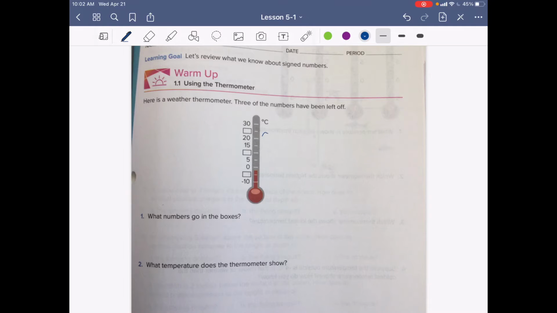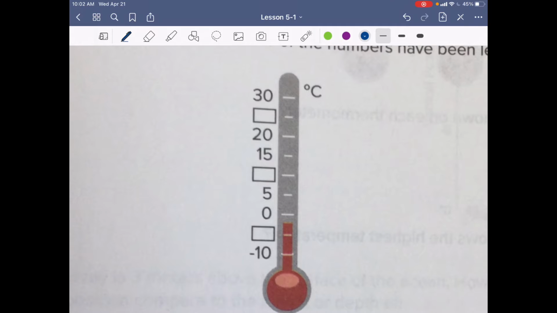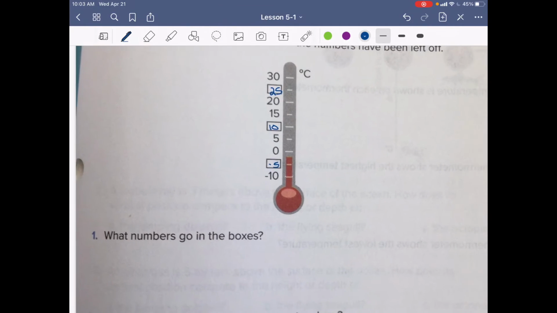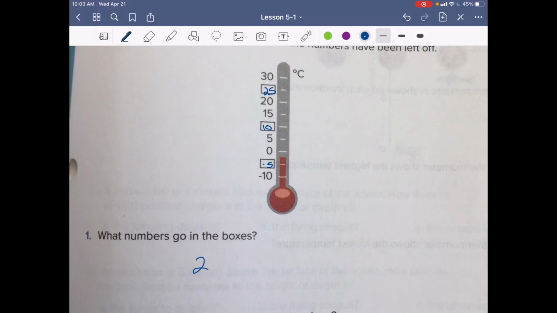All right, welcome back. So if we look at the thermometer, we have temperatures from -10 up to 30. And it looks like we might be counting by fives because from 15 to 20 you have to add 5. And we skipped 1, so if we subtracted 10 there, we know in the middle this should be 10, 25, and -5 because we're skip counting by fives. So the numbers that go in the boxes are 25, 10, and -5.